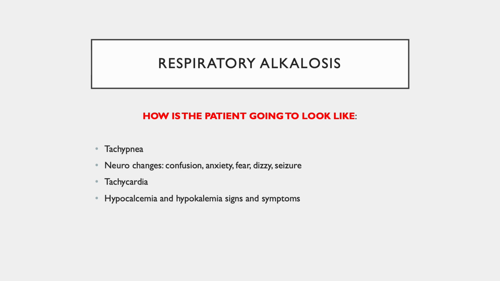So what is this patient going to look like? This patient is going to be tachypneic. They're going to have fast respirations. You're going to see neural changes in this patient as well. Confusion, anxiety, fear, dizziness, and even could be as serious as seizures.